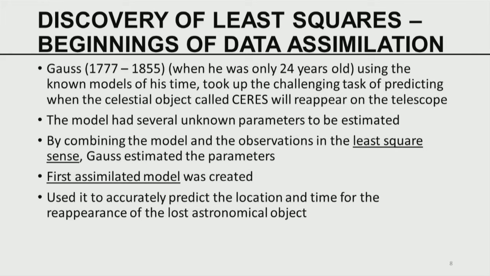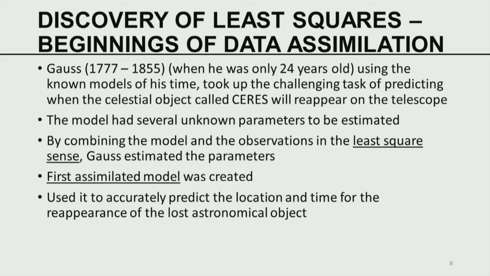Discovery of least squares heralds the beginning of data assimilation. Historically, Gauss was only 24 years old. He was given a very challenging problem. Astronomers were observing an object called Ceres. It went out of sight. So they would like to know where it went, when it will reappear, at what bearings and what time it will reappear. All that he had was a bunch of observations of the past track of Ceres.